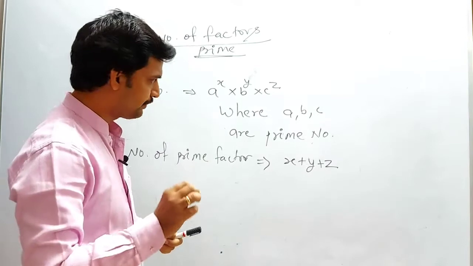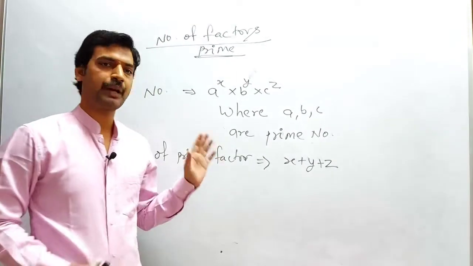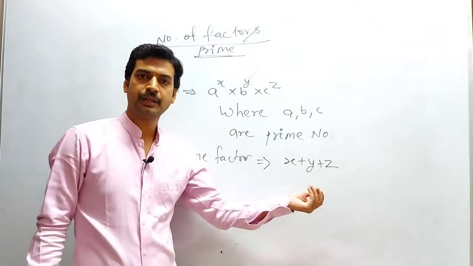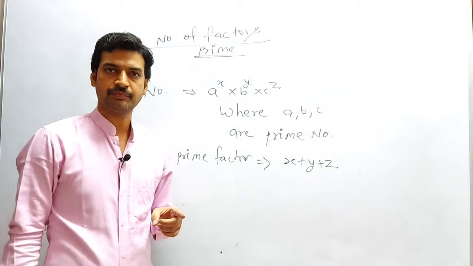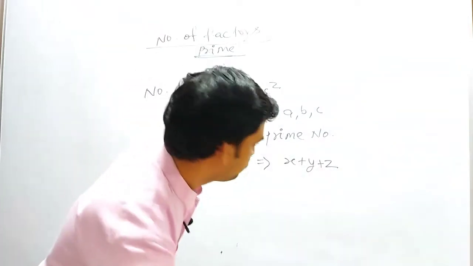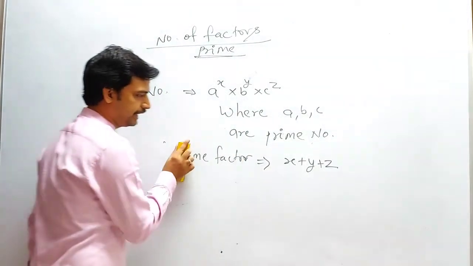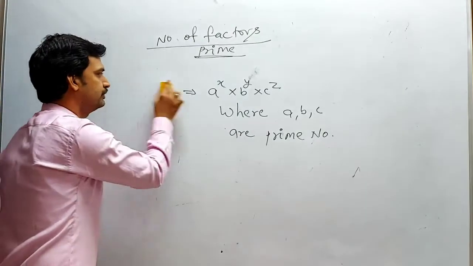So there's a slight difference between factors and prime factors. For prime factors, you just need to add the powers. For factors, you need to increase every power by 1 and multiply with each other, right? So we'll take an example on this one also.